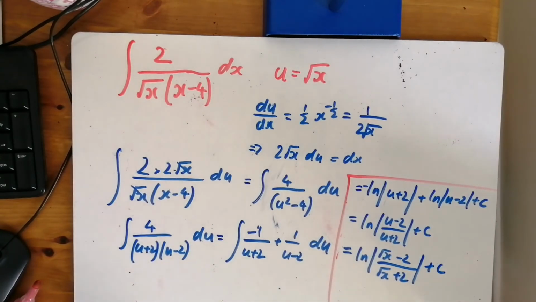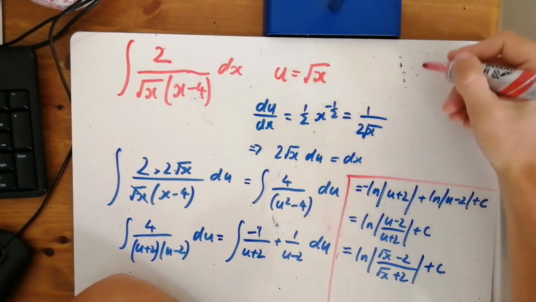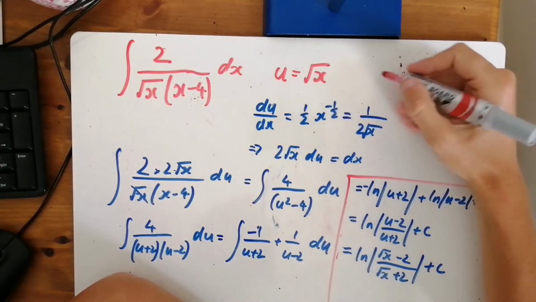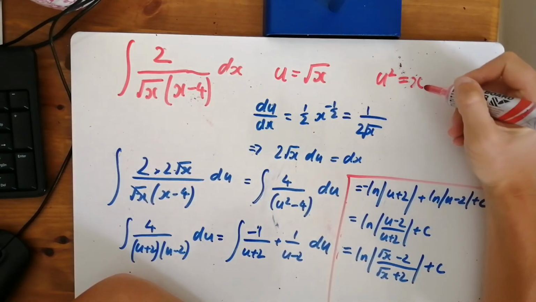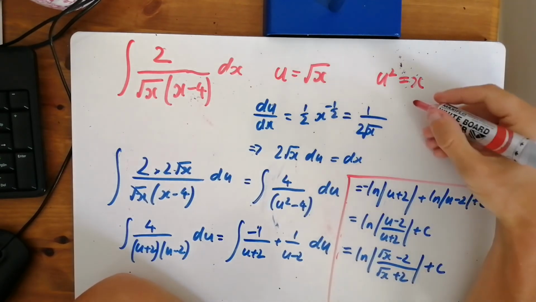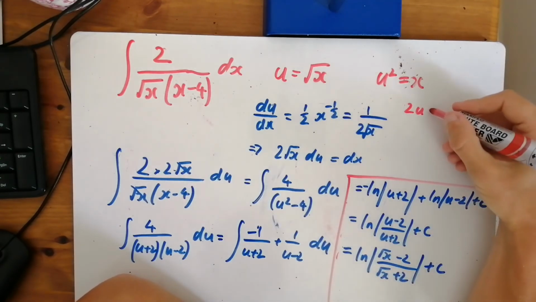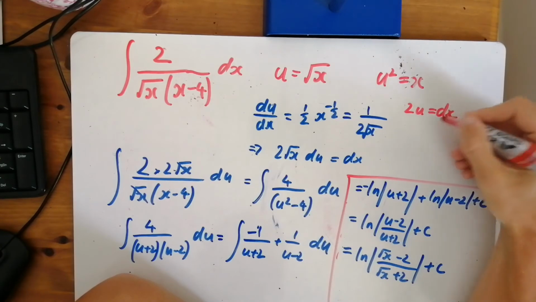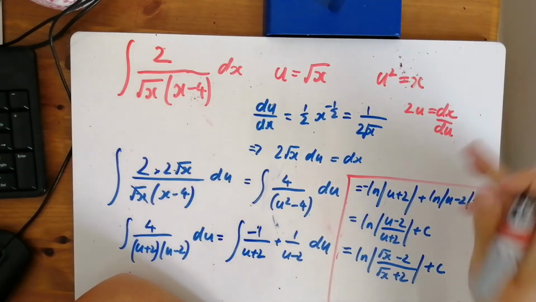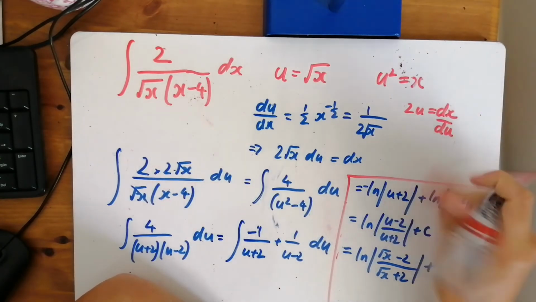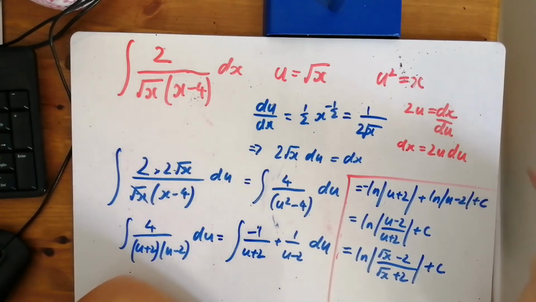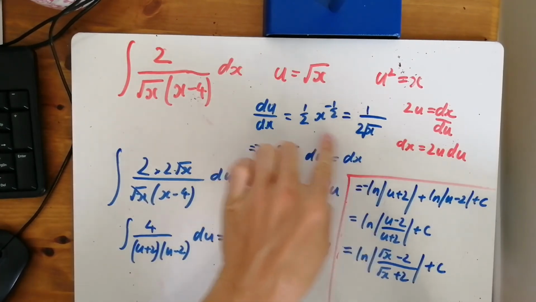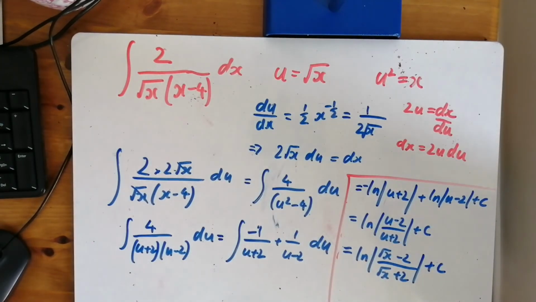Okay, just a few little notes. If I were doing this myself, I probably would have squared both sides of this to get u squared is equal to x. Only reason is when I then differentiate it, I get 2u du is equal to dx, meaning that my dx is equal to 2u du, and it's just nicer to work with than that, but it's exactly the same thing.